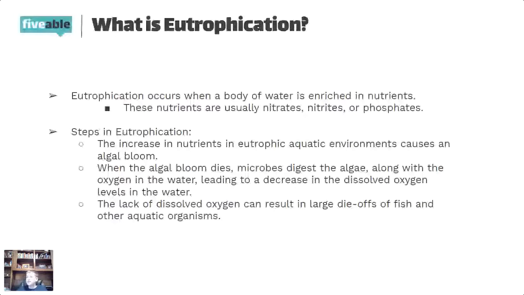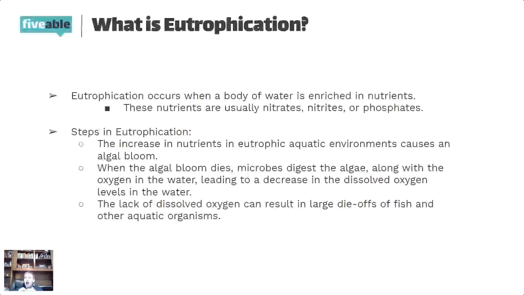So how does eutrophication happen? The increase in nutrients in eutrophic aquatic environments causes an algal bloom. But even before that, there's some kind of runoff from fertilizer used in agriculture or runoff from cow manure or animal waste that contains nitrogen and phosphorus from a farm. Somehow rainwater picks it up, it runs off into a waterway. And then these nutrients from the runoff are going to go into the lake and cause an algal bloom to happen, because these algae feed on nitrogen and phosphorus and they love it. They can never get enough.